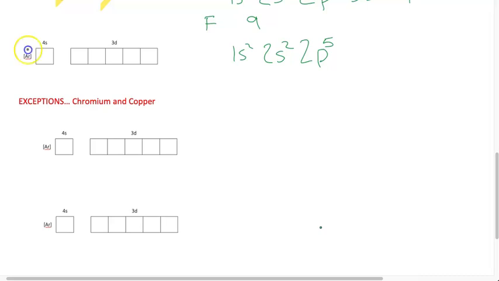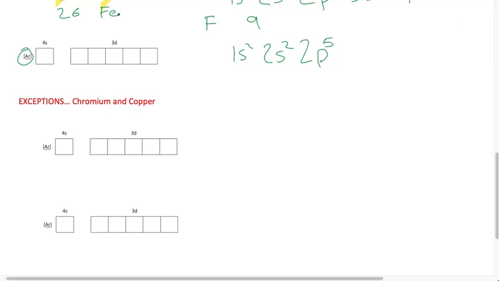Now, this little abbreviation here, I'll talk about it for you when we get to class. That's basically just saying up until argon, all of your shells are filled. Okay? But let's say I went with something like number 26, which I'm pretty sure is iron.